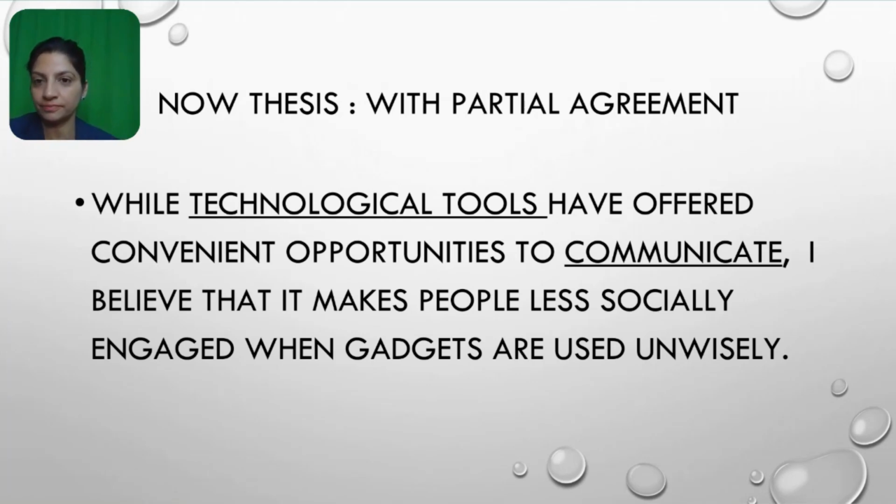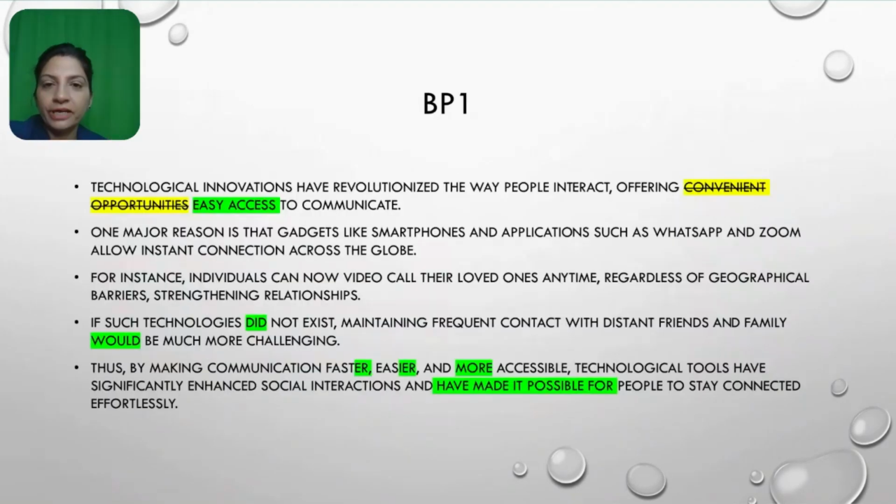Now, coming to the other part, that is in case of synonyms, I've not used technology here, I've used technological tools. And for interaction, I've used the word communicate. I hope this thesis statement is absolutely clear to you. In introduction, again, I'm saying that only two sentences are required. When writing body paragraph 1, I encourage you to follow a 5 sentence formula, simple, strategic, and strong.